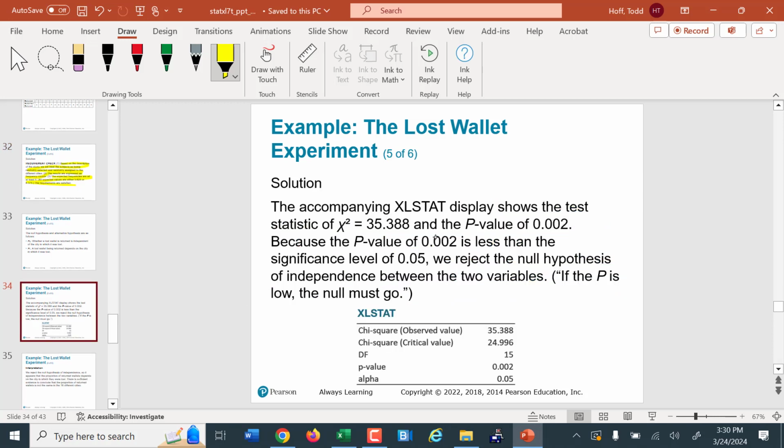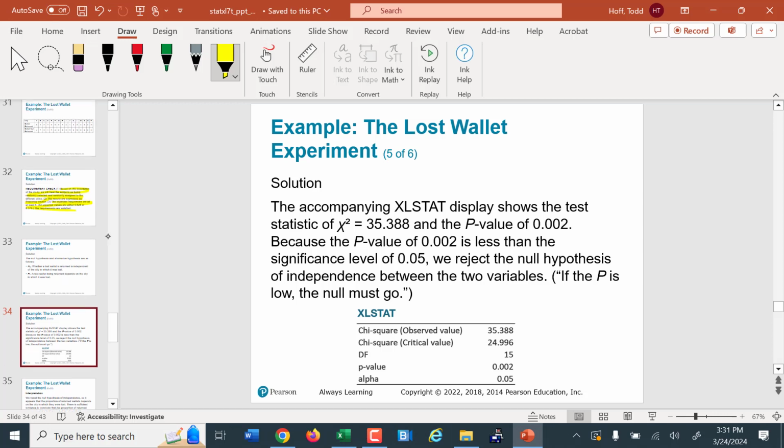So Excel stat, they ran it through. We're going to go through in Excel and show you how to work it in Excel without Excel stat. They get an observed test statistic of 35 with a critical value of 24.99. So let's find that critical value first.